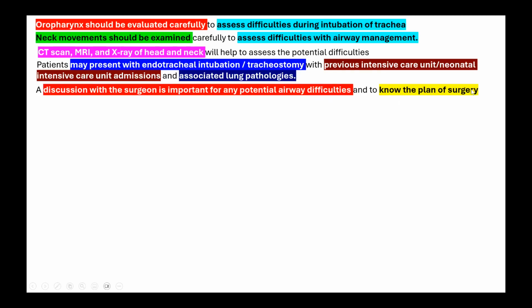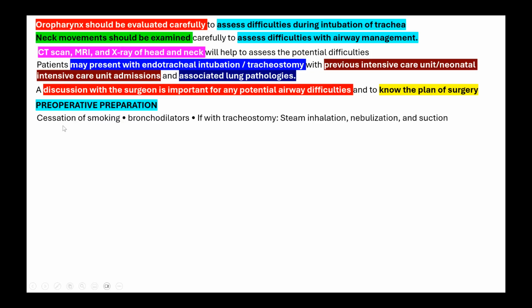And then to know the plan of surgery also, whether he wants to have a tube or not, how long the procedure will take, whether you want to paralyze or whether you can rely on intermittent apnea technique. All these things will be better discussed with the surgeon so that you can have a plan according to the lesion. Then pre-op preparation of this patient, they should be asked to stop smoking, can use bronchodilators. If the patient is with tracheostomy, you can give steam inhalation and nebulization through that and remove all the secretion by liquid suction before you take up the patient.